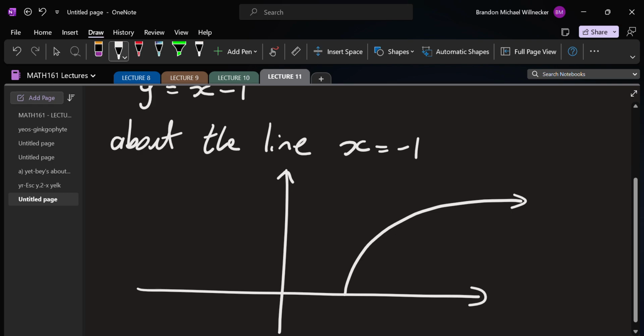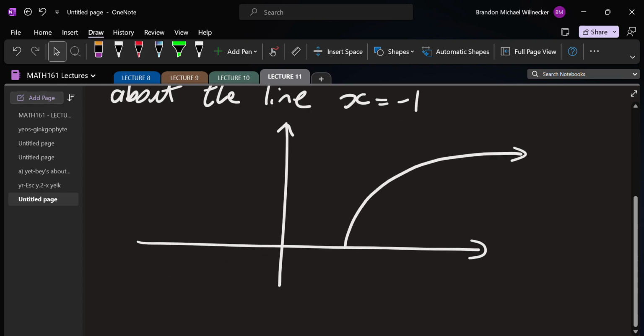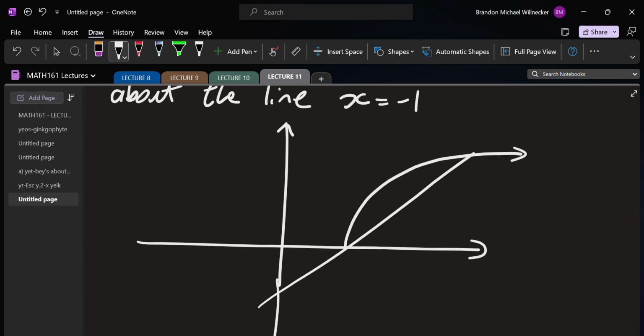Okay, so 2 root x minus 1, that's going to look something like this. It's just your normal root function, but shifted to the right by 1. And then x minus 1, that's going to look like this. There. Okay, so we've just sketched the 2 lines there.